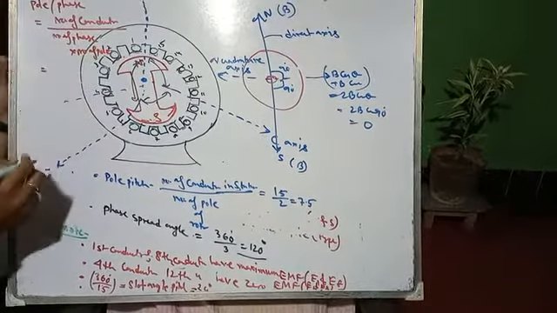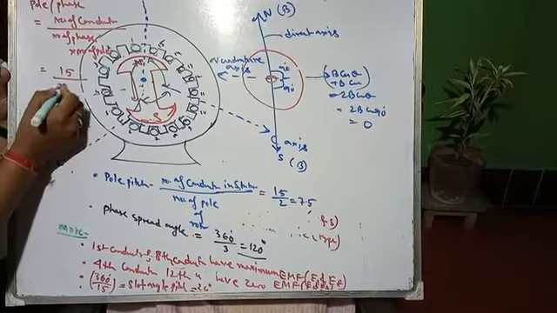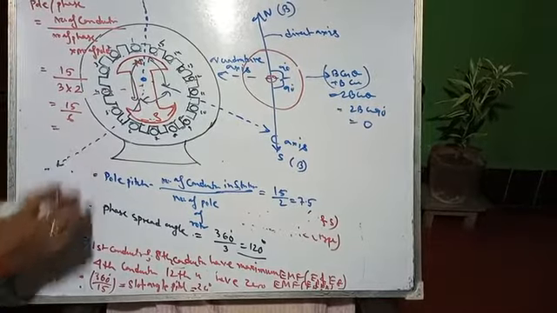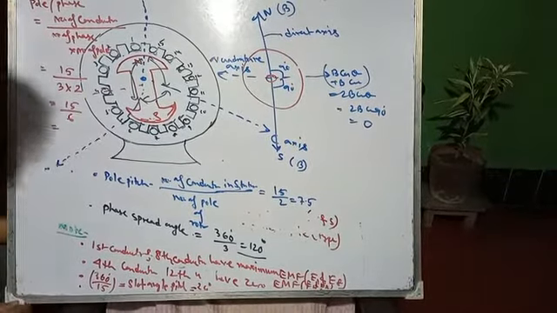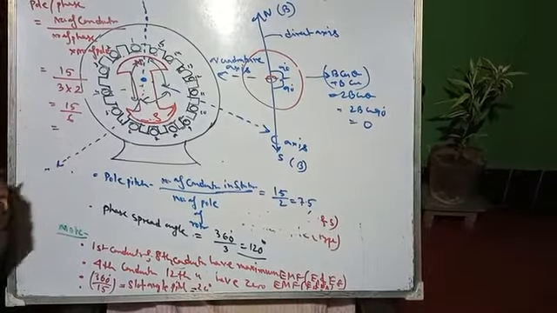Okay, so what is the number of conductors? 15. Number of phases will be 3 and number of poles will be 2. So 15 by 6 will be your slots per pole per phase. Okay, slots per pole per phase, 15 by 6.